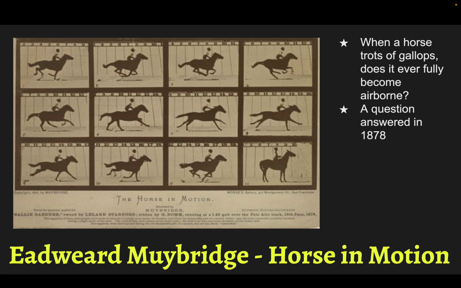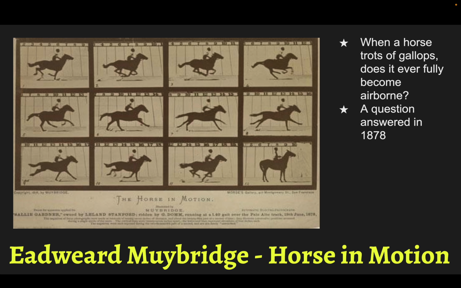And the other video I have for you here is an actual video of Eadweard Muybridge, The Horse in Motion. So this is one of the first films ever made, which was created by taking a series of photos.